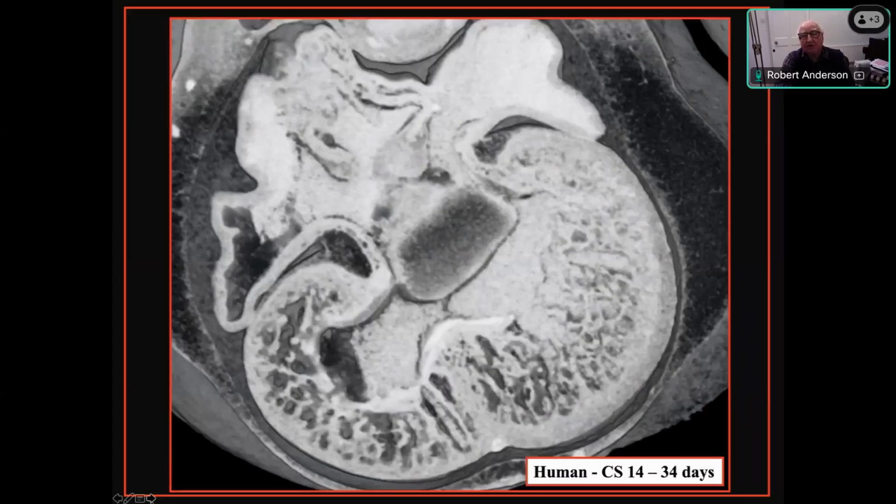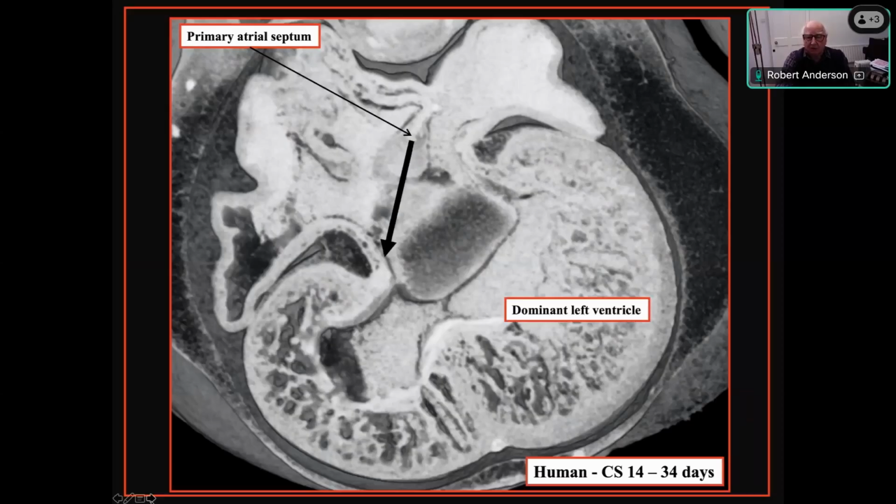So let's look at that again in a 4-chamber cut through the heart at this early stage of development. There is the primary atrial septum. If it grows in such a way to fuse with the right margin of the atrioventricular junction, then the left atrium will be committed to the dominant left ventricle. The right ventricle will be incomplete. And that is what we see, as I showed you a moment ago, in tricuspid atresia.